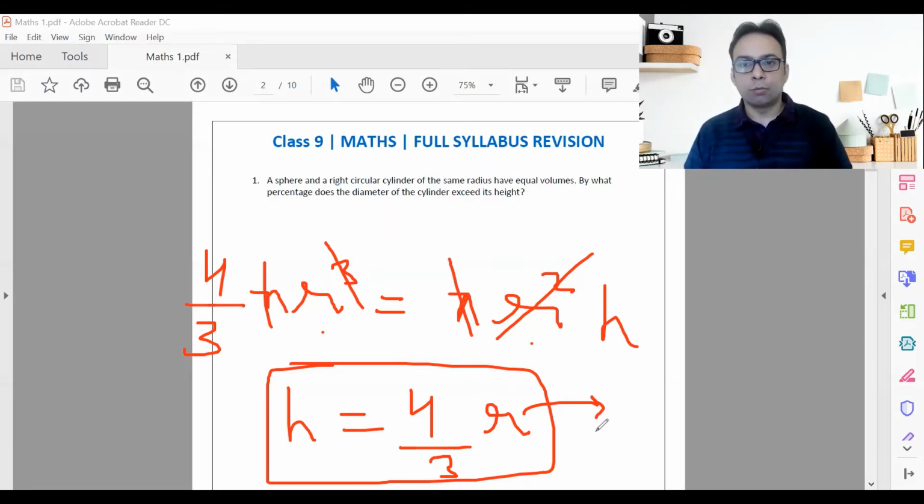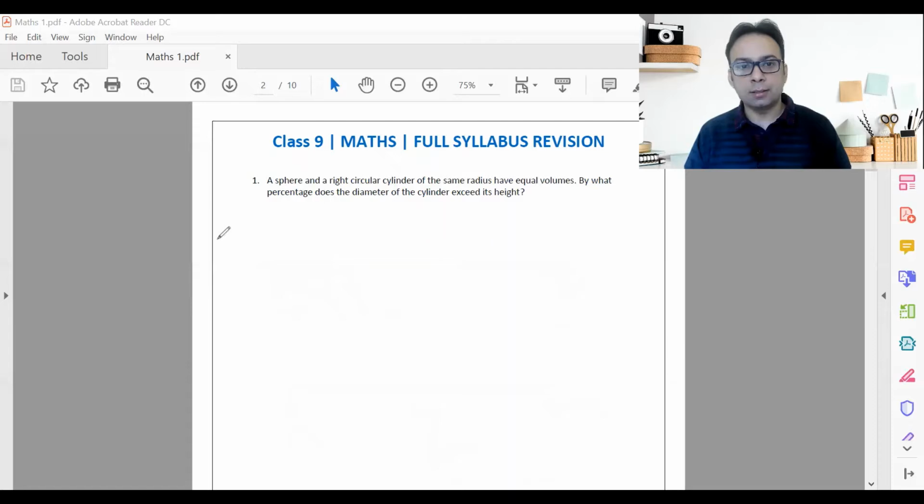Now let's see what we have been asked, by what percentage, that means class 8, going back in time. Comparing quantities, remember percentage increase and percentage decrease, the formula that we can apply. By what percentage does the diameter of the cylinder exceed its height? So now we know the height, right? Now what will be the diameter of the cylinder? It is simply 2r, because radius is r, so diameter obviously will be 2r.